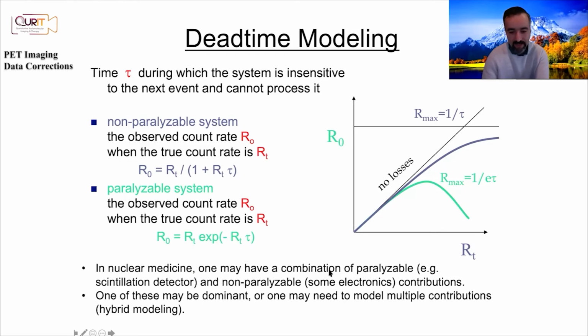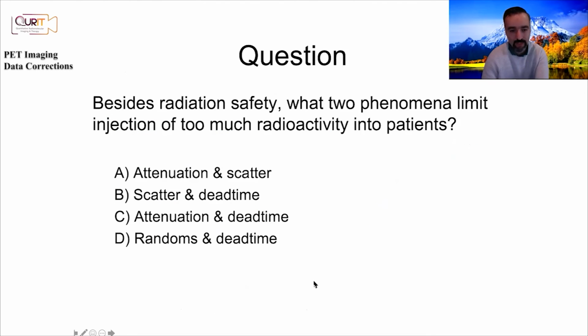In nuclear medicine, we may have a combination of these, like paralyzable, for example the scintillation detectors, or non-paralyzable, like some electronics. So one of these may be dominant, in which case you just model it as paralyzable or non-paralyzable, or it may be a combination. So you may need a hybrid model to take all those things into account.